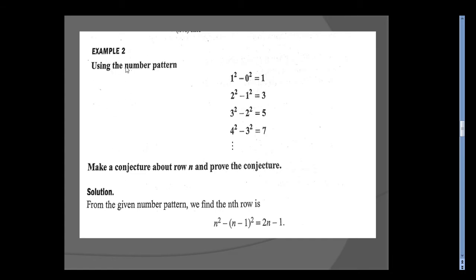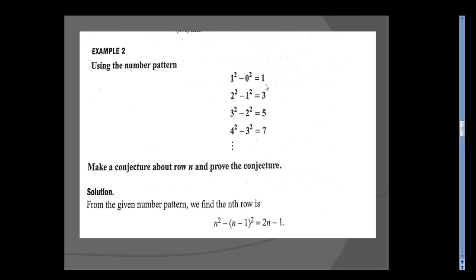Example 2. Using the number pattern, we have 1 square minus 0 square equal to 1, 2 square minus 1 square equal to 3, and so on. Now we want to make a conjecture about row n and prove the conjecture. From the given pattern, we write the nth row. What is the nth row here?